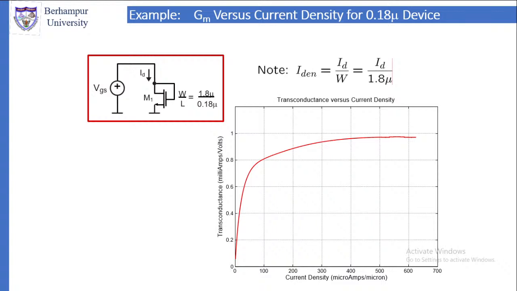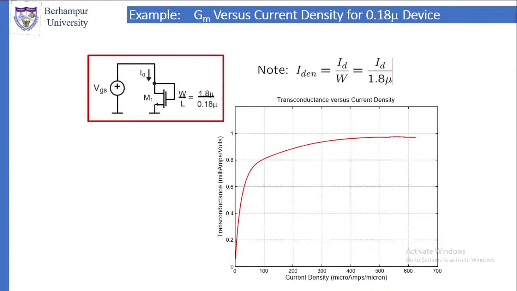This is another example, GM versus current density. Current density is on the x-axis, GM is on the y-axis. You can see as the current density increases above 300, the current density is increasing, but the GM is not increasing. GM is remaining almost constant. Initially GM is increasing, transconductance is increasing. After some time it remains constant.